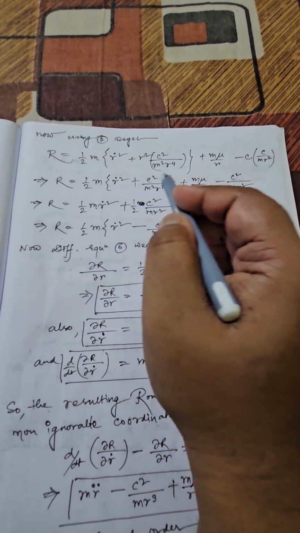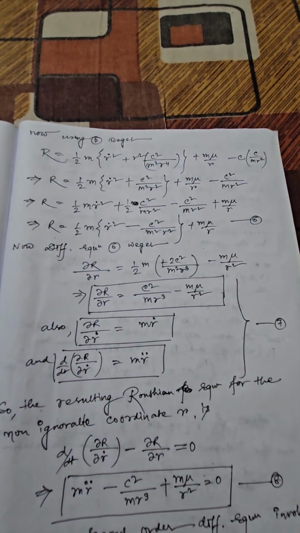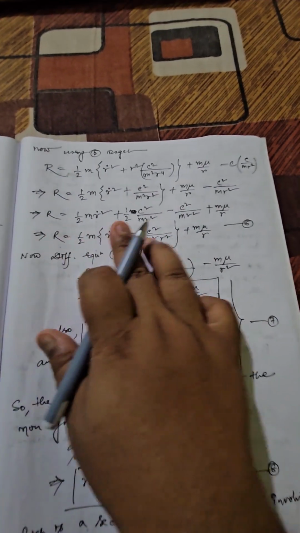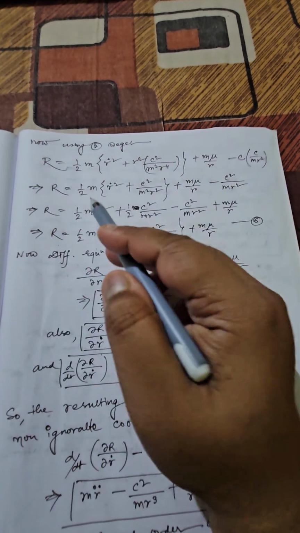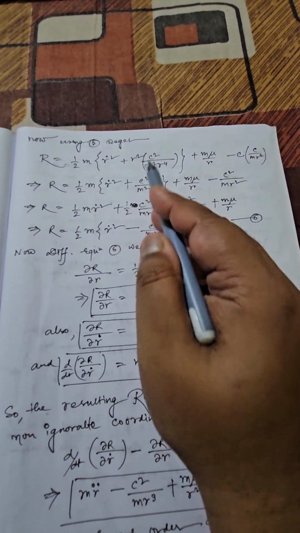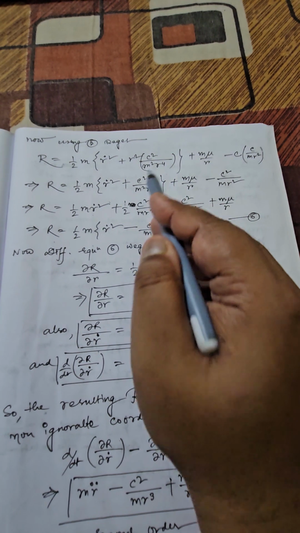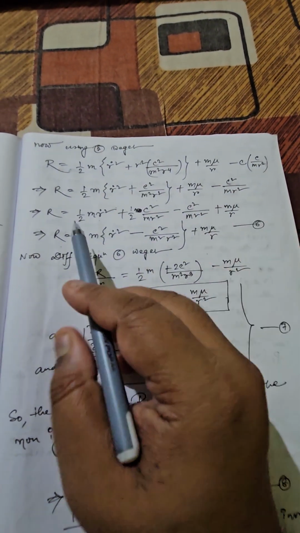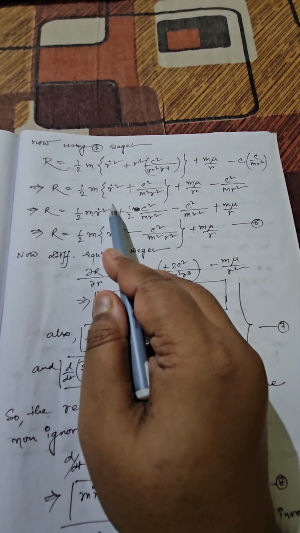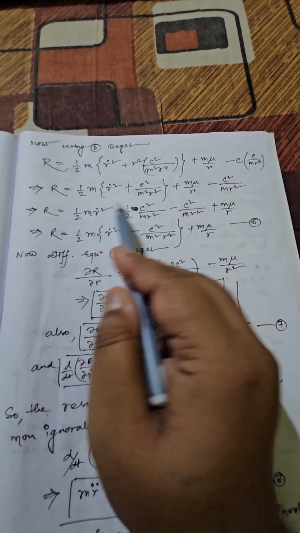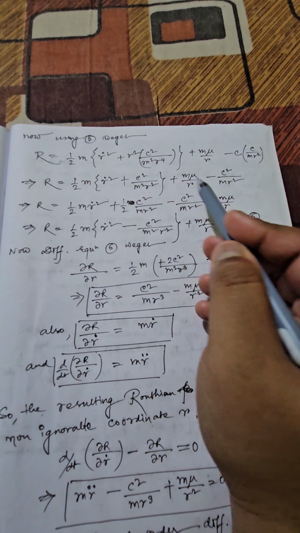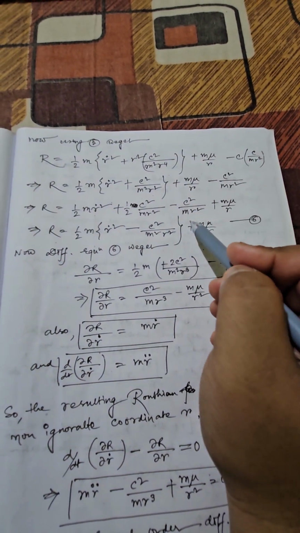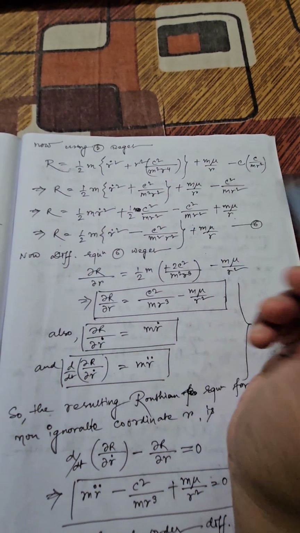We have used these values here just to simplify this expression. Now after simplification you will get: half of m r dot square plus c square by 2 m r square, since r square will be cancelled, plus m mu by r minus c square by m r square. So just consider the first expression, the second expression after multiplying it by m, as well as you can consider the last term in the third position and the third term in the last position.